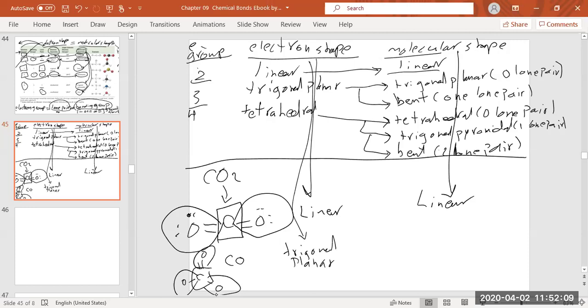Now, what about the molecular shape? You have 0 lone pair, no lone pair on carbon. I'm talking about carbon, guys. 0 lone pair, so it will also be trigonal planar.